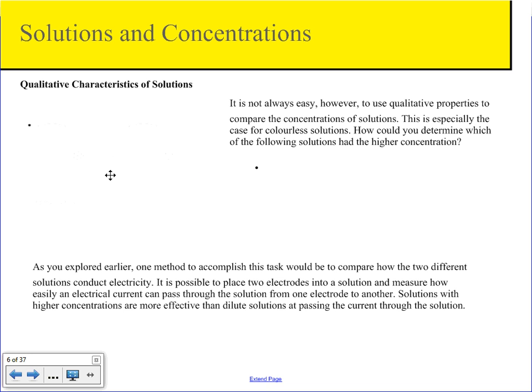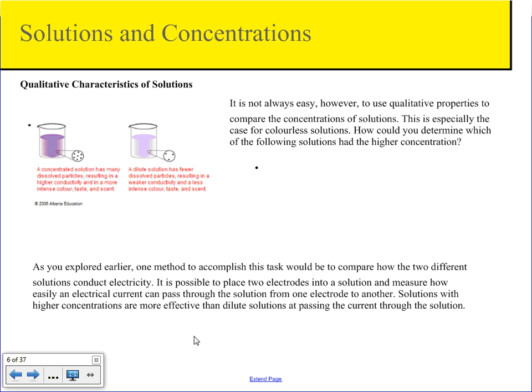Now, as we have seen already, the concentrated solution has more dissolved particles, but it is not always easy to use qualitative properties to compare the concentrations of solutions. This is especially the case for colorless solutions. So how could you determine which of the following solutions has a higher concentration? It is impossible to tell because they are both clear.